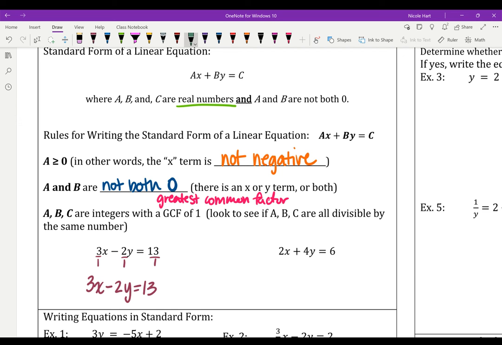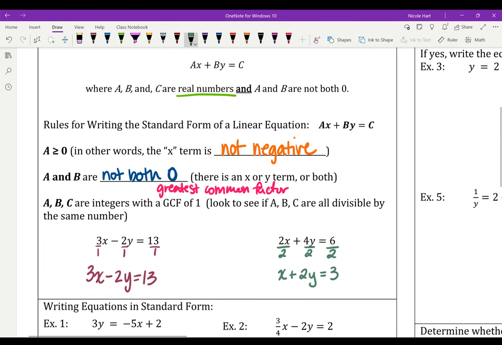Conversely to that, we have 2x plus 4y equals 6 on the right-hand side, and those all have 2 in common, so I can divide these all by 2. So this is not in standard form yet until I divide by 2. Once I divide everything by 2, 2x divided by 2 gives us just x, or a 1x. 4y divided by 2 is 2y, and 6 divided by 2 is 3. So that is what standard form looks like. We have to make sure we divide out any common factors that we can.